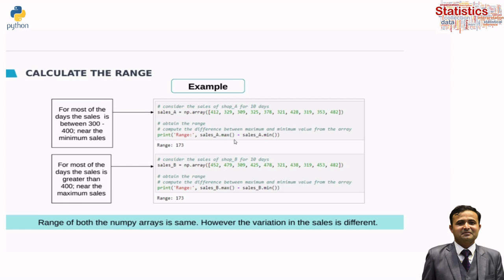Similarly, if we want to calculate the same for sales B, the difference is still the same. Most of the days the sales is between 300 and 400, near the minimum sale. And most of the days the sales is greater than 400. So here are sales A maximum and minimum, and sales B maximum and minimum. However, the variation in the sales is different.